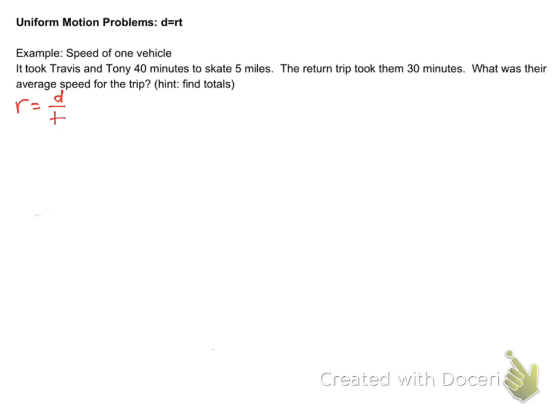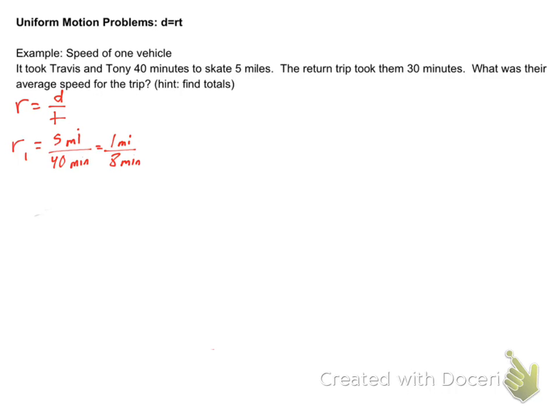And let's just assume the trip to the place was R1. How far did they go on the first leg of their trip? 5 miles. How long did it take them? 40 minutes. Wait a minute, I think I could reduce that: 1 mile to 8 minutes. Oh, so they just went 1 mile in 8 minutes. That's not too bad, right? I mean, he's on skates, so he probably could have gone faster.